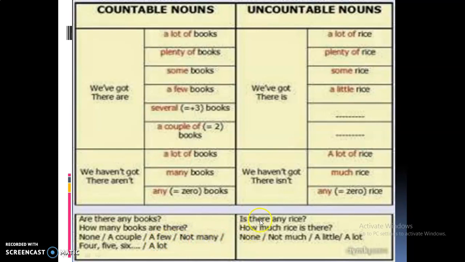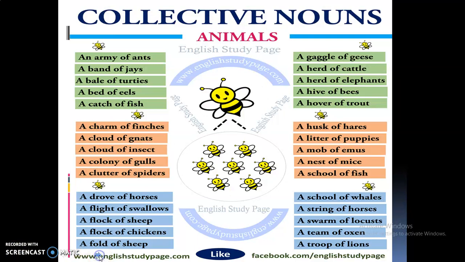Next, is there any rice? Yes, sir. A lot of rice. We got a lot of rice, or we got plenty of rice, or there is some rice. You can say there is a little rice. How much rice is there? There is a little rice. You can say none, not much, a little rice, or a lot of rice. Okay, let us go to the next slide.